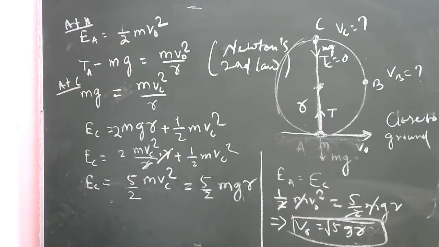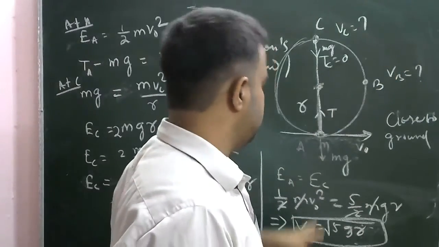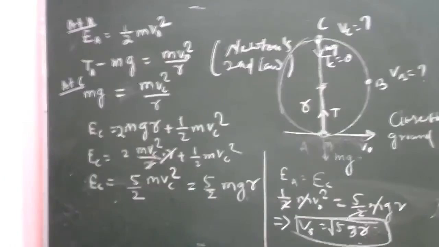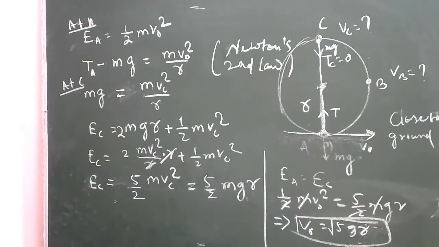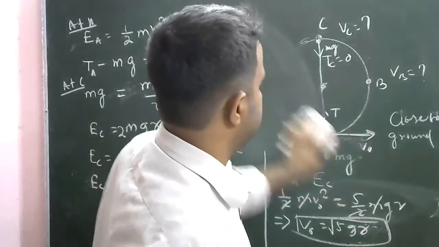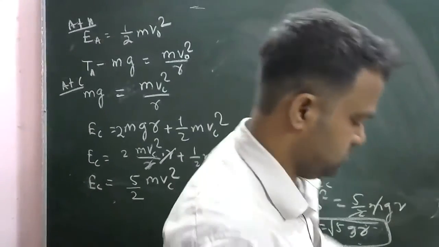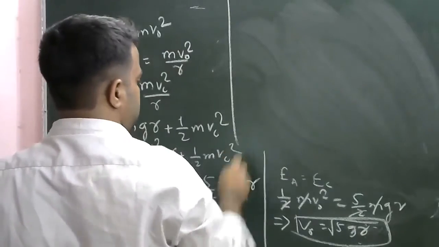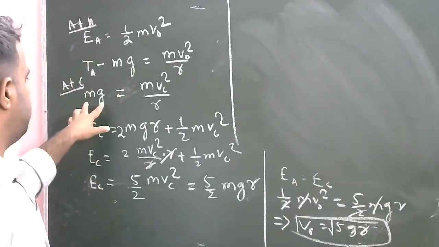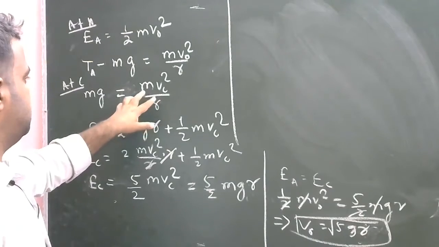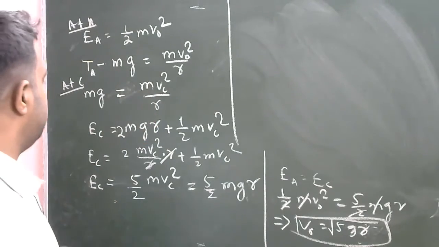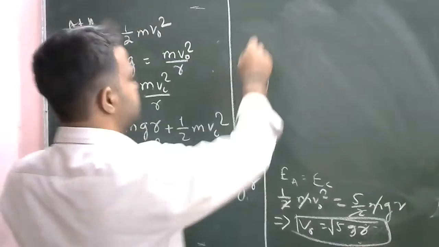Now we'll calculate VB and VC. V0 we calculated. Now we'll calculate VC. We already have mg is equal to m VC square upon R. So from here only you can calculate VC directly.